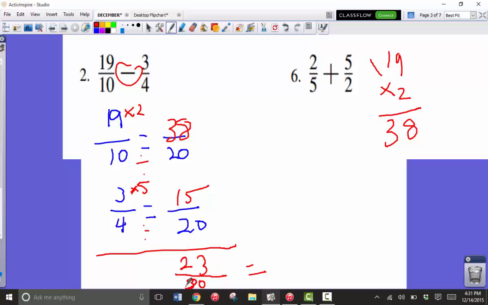Oops. Denominator is 20, which makes this an improper fraction. So it has become top heavy, so now we must make it into a mixed number. How many times will 20 go into 23? 20 will go into 23 one time. And what would be left over is 3, keeping the same denominator. One and 3 over 20.